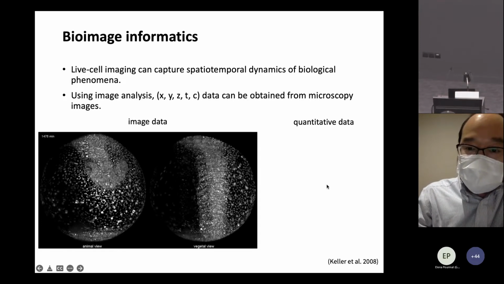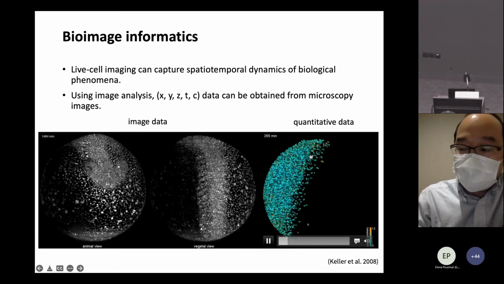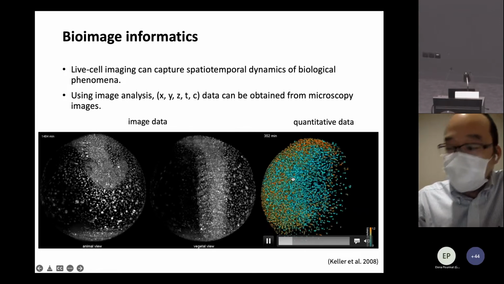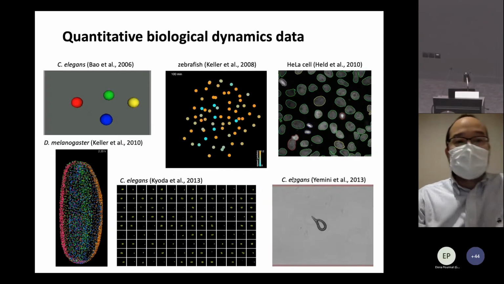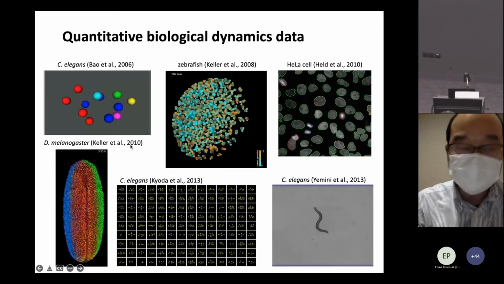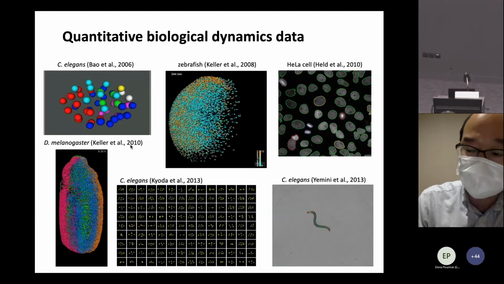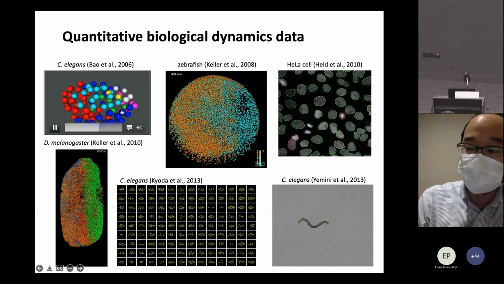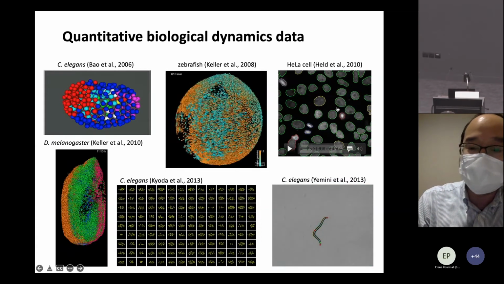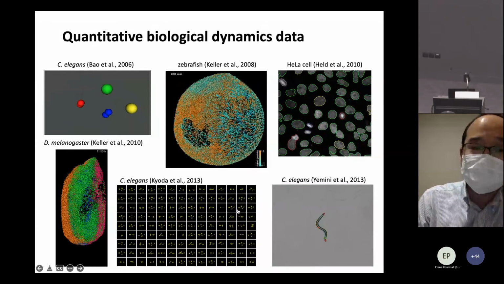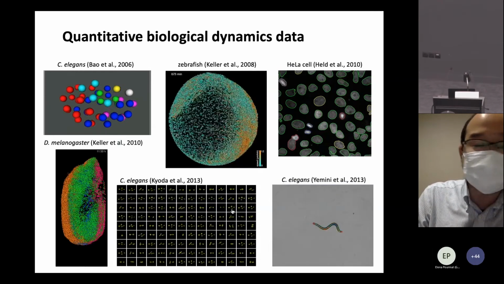XYZT coordinates data of biological objects such as nucleus can be obtained from the microscopy images. And many research groups obtained various kinds of quantitative data of biological dynamics, such as nuclear division dynamics in worm and fly and fish, and cellular morphology and worm behaviors. These data are openly available online at their groups' or institutes' website or database.